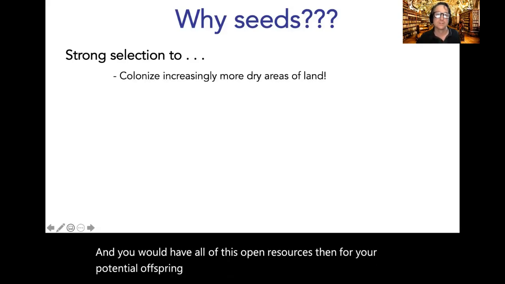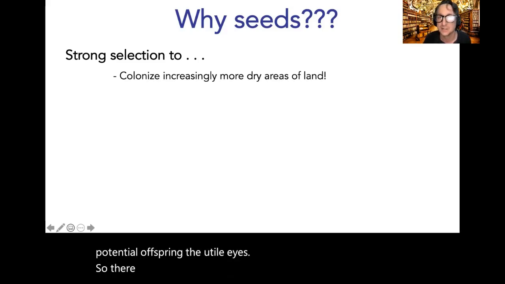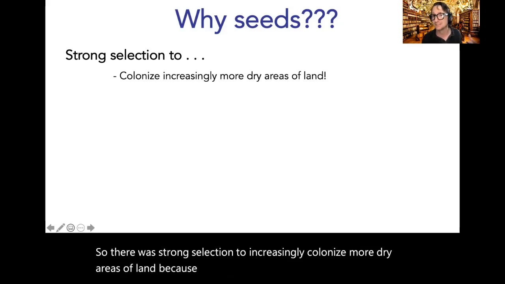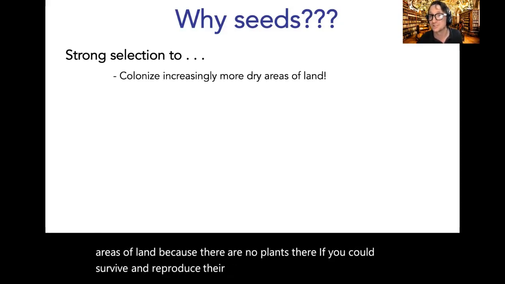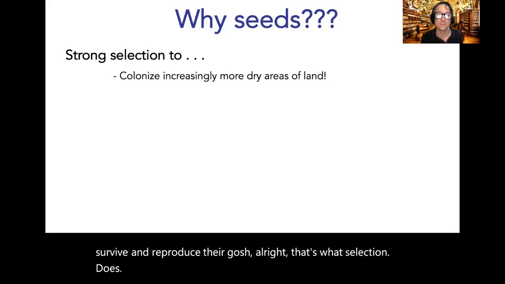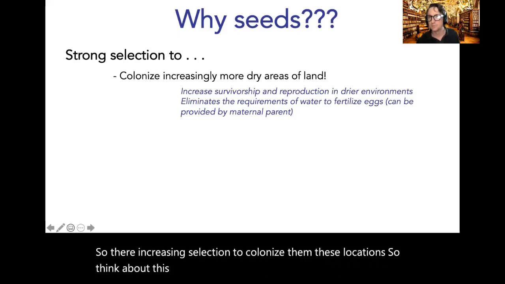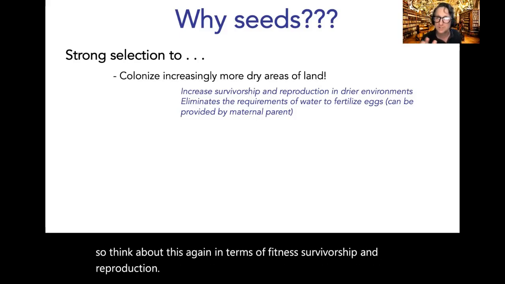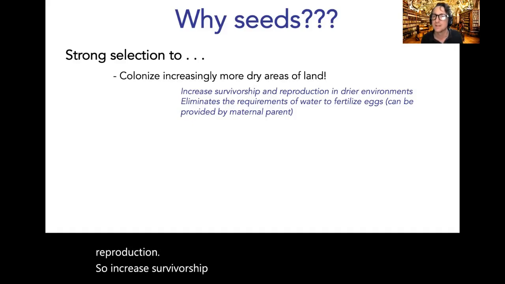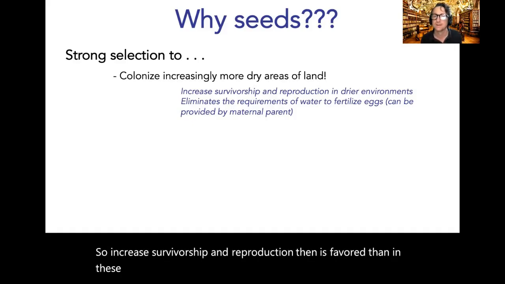Okay. So there was strong selection to increasingly colonize more dry areas of land because there are no plants there, right? If you could survive and reproduce there, gosh, all right, that's what selection does. So there's increasing selection to colonize these locations. So think about this again in terms of fitness, survivorship, and reproduction. Increased survivorship and reproduction is favored in these drier environments, right?